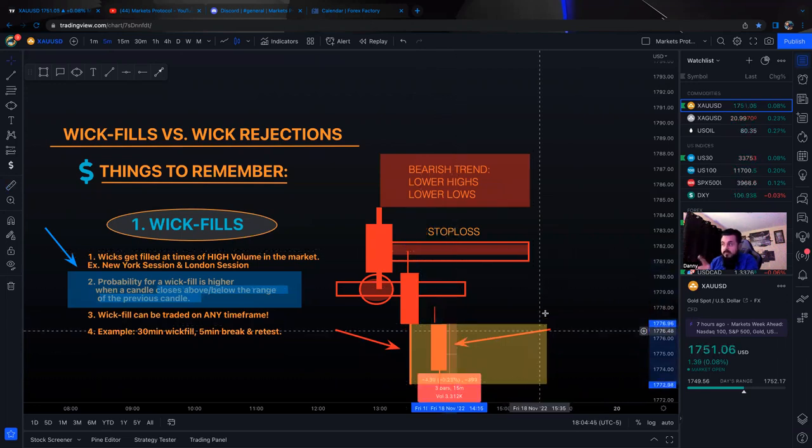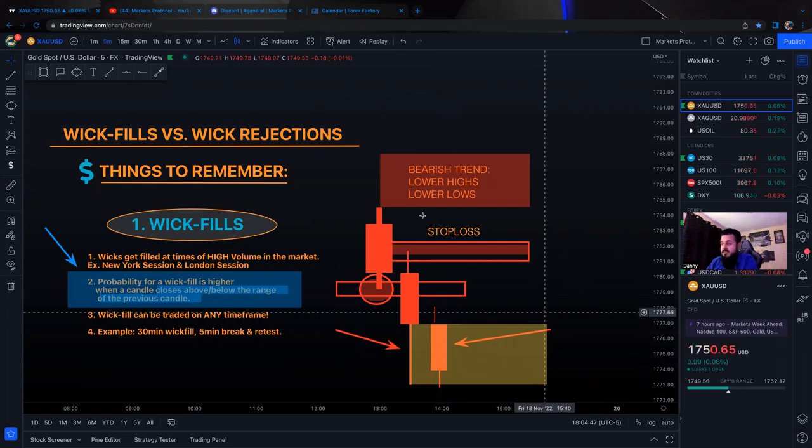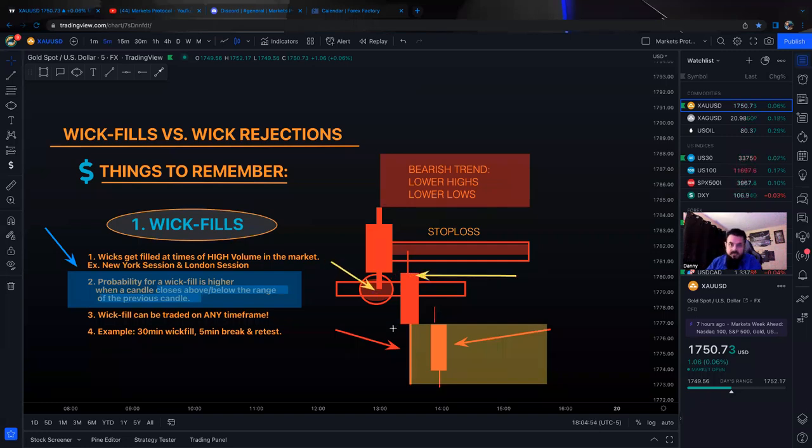Okay, probability for the setup once again is 80% to 95%, because the confirmation on a wick fill is this candle right here, which closed below the range of the previous candle.